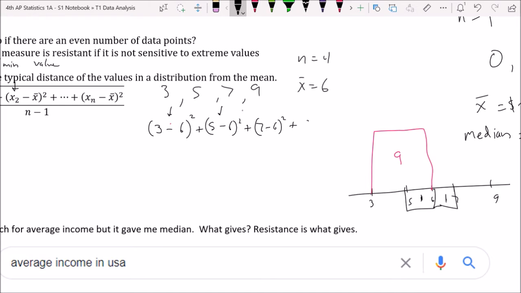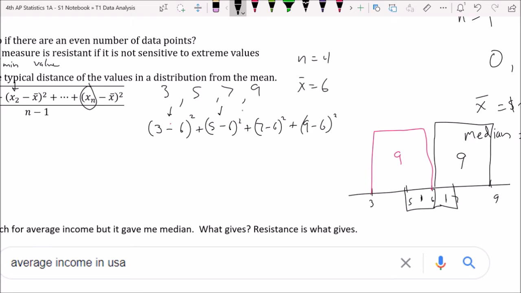And then the last one, 9 minus 6, and because I'm just following this, that says last number in the data minus the mean. So that's what I have here. Don't forget to square it. And that is from 6 to 9, so length of 3. That square has an area of 9.